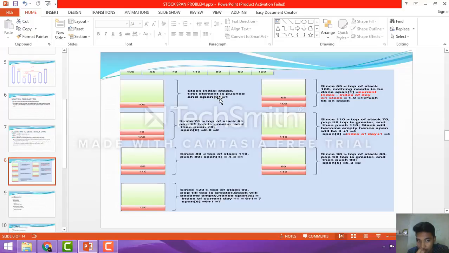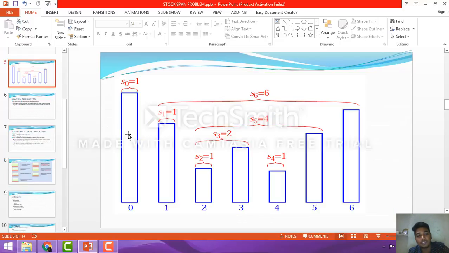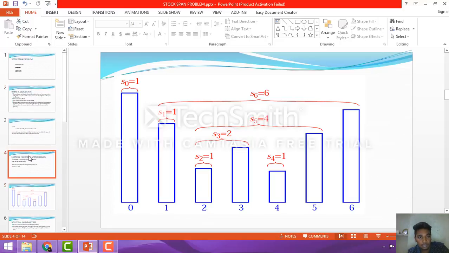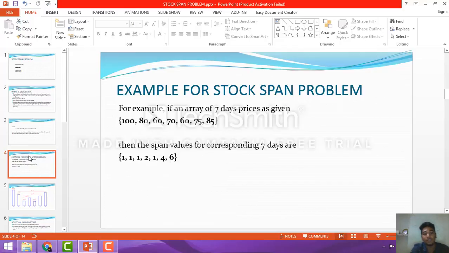Here is the example. Here you can see the stack table. In the first table they put the 100 value. Why? Because this is the first day. The first day value, we have to find the span value. Here we are given the price of all 7 days. The first day value is 100, and then the second day value is 80, third day value is 60, fourth day 70, and so on. This is the span value.